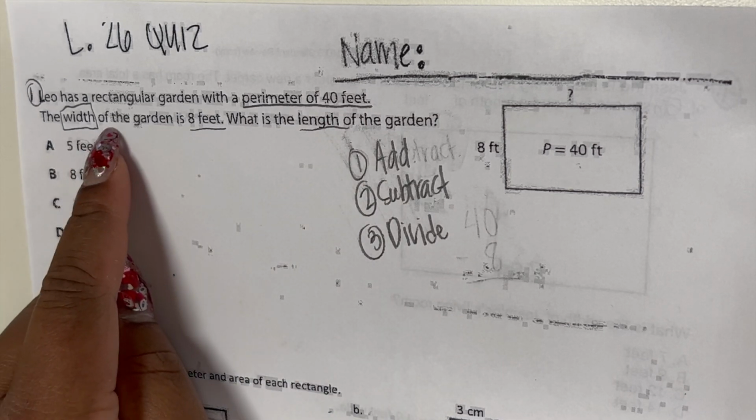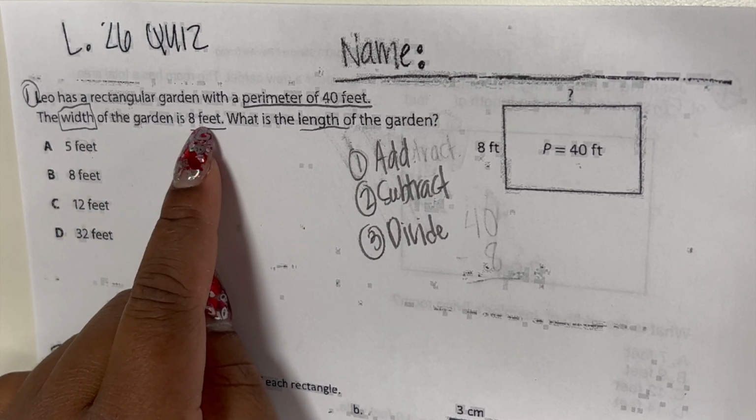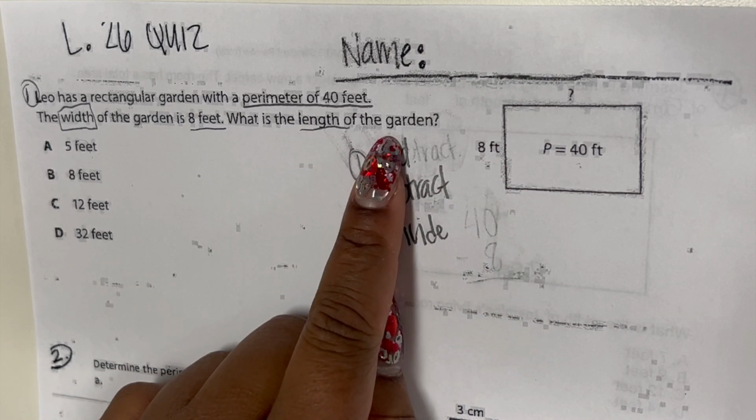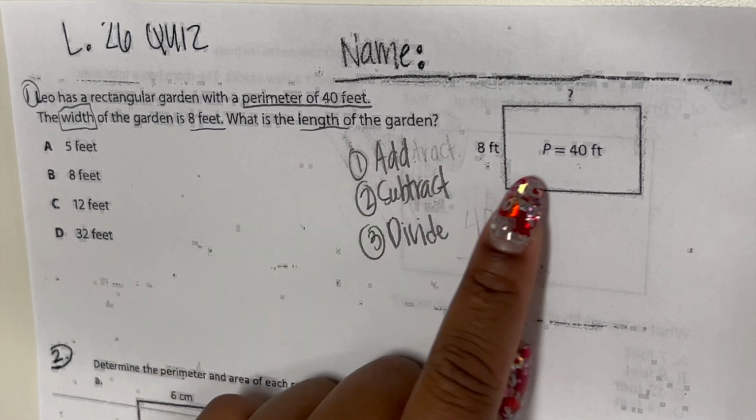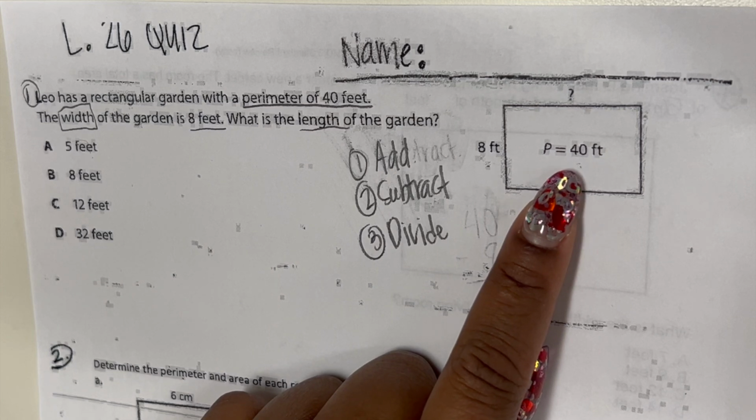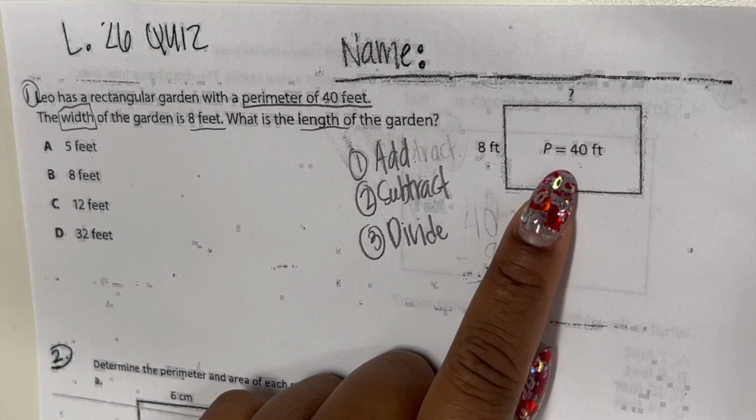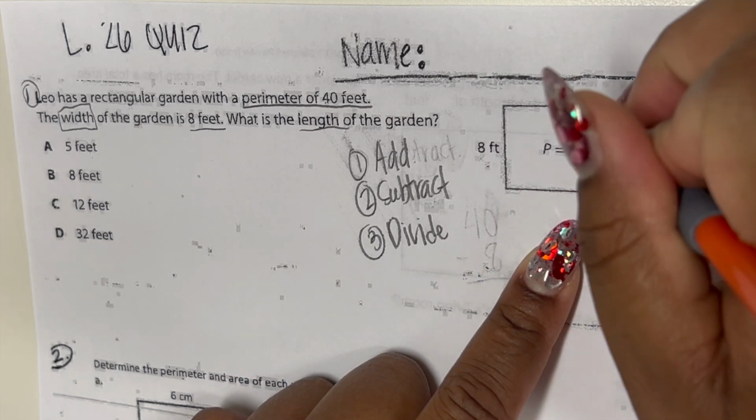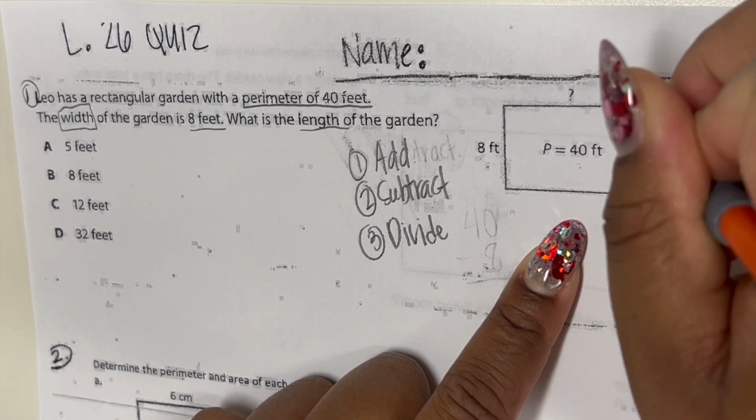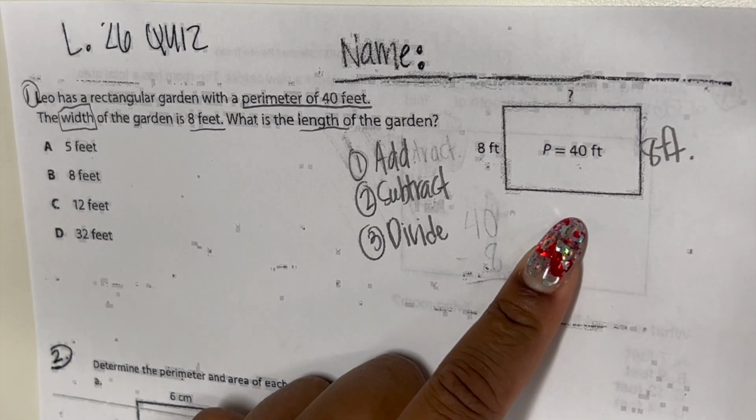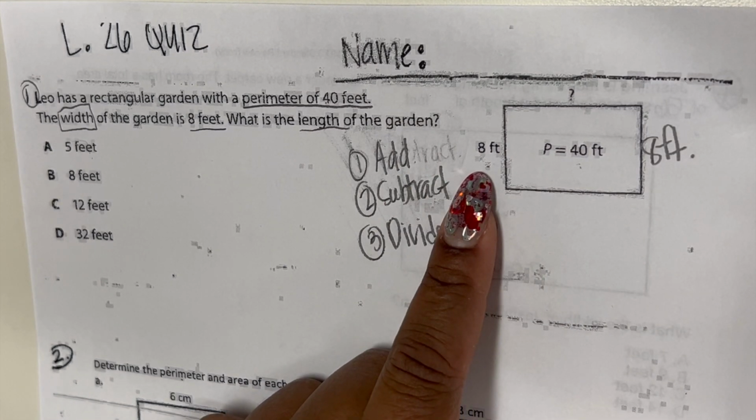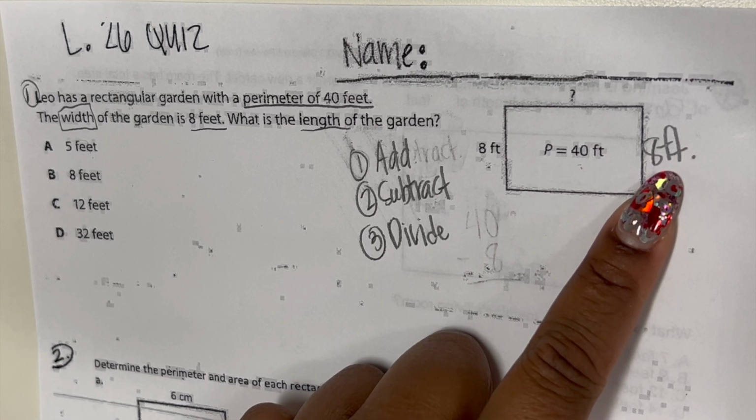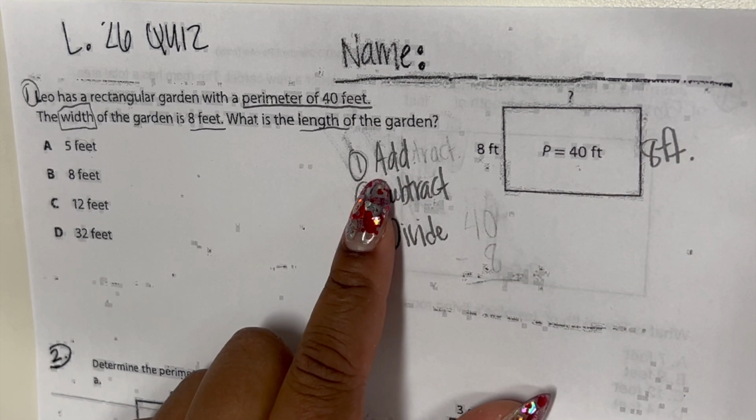The width of the garden is 8 feet. What is the length of the garden? So we want to know the length, and we've been given the perimeter. I always tell you guys, whenever you have a perimeter unknown question, you always acknowledge your sides. And what that means is you have to recognize that if this side over here is 8, that means this side over here is 8, okay? So now I can follow through with my steps.